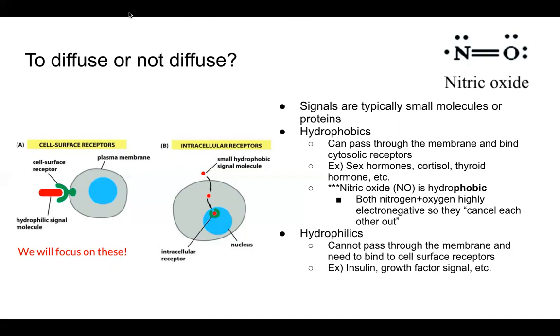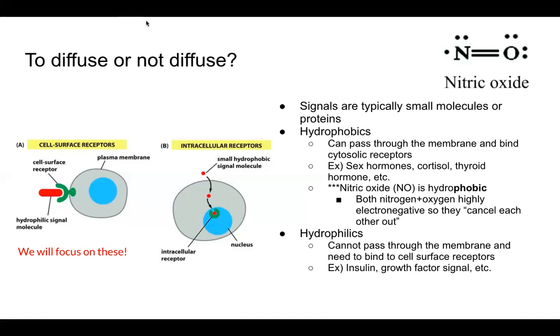The one we'll focus on most heavily is cell surface receptors. Hydrophilic signals can't pass through the membrane, so they have to bind to the cell surface receptors.